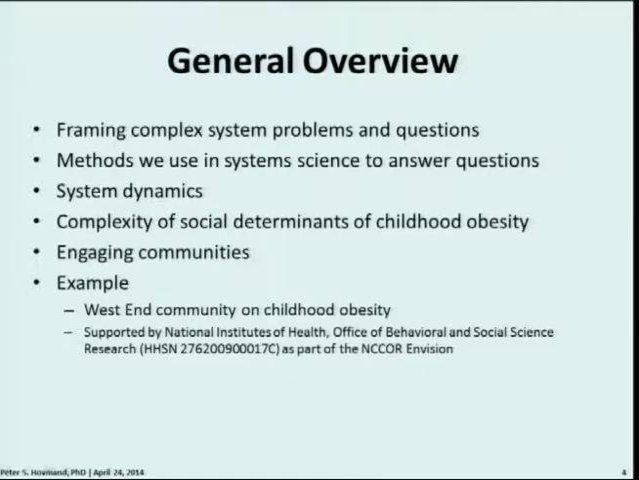Let me briefly go over what we'll be talking about today. I'd like to start by talking about how we frame complex system problems and questions. We were just having a terrific conversation before this about how we do this and what the problems are when we don't do it well, and I like to begin there. That'll be a little bit theoretical. Then we'll look at some of the methods we use in system science to answer these questions, and I'm going to focus more specifically on system dynamics and what I think it brings to the table. That moves us into understanding the complexity of social determinants, where there are specific characteristics that are interesting. And then, how do we go about studying social determinants by engaging communities? I'll give you an example from our childhood obesity work. So that's the overview of the plan.